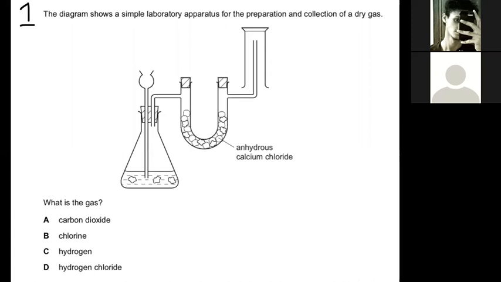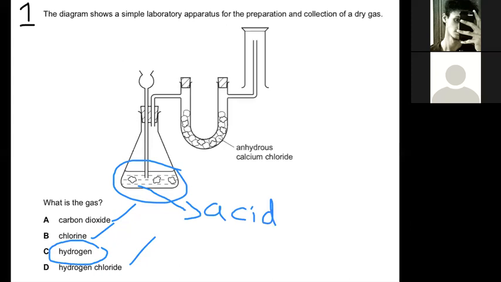Carbon dioxide, chlorine, and hydrogen chloride are all denser than air, so they are collected by downward delivery. However, hydrogen is the only gas from these four that is less dense than air and is collected by upward delivery. Now, the reactants over here: most probably the liquid or aqueous reactant will be an acid, and the solid reactant will be a metal. Metal plus acid produces a salt and hydrogen gas, and this hydrogen gas is dried by the anhydrous calcium chloride. So C is the correct option.